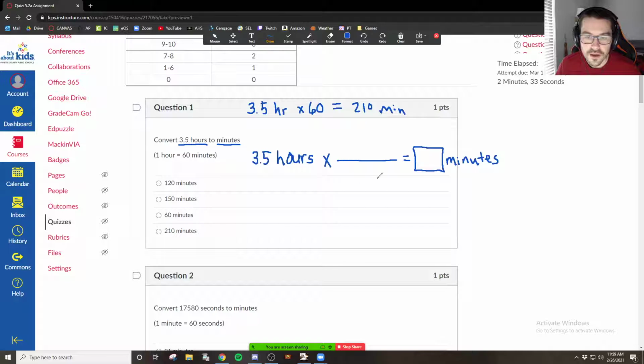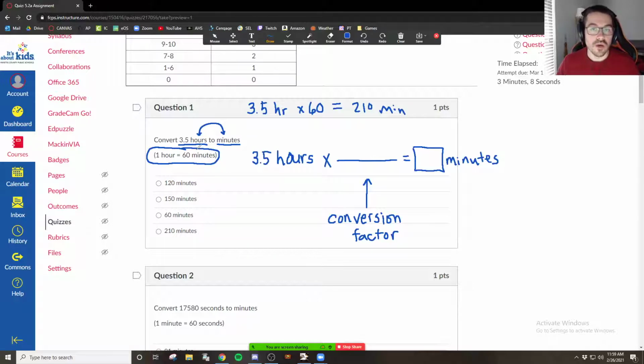And then this fraction here, this is called a conversion factor. Okay? Conversion factors are fractions or ratios which tell us how the units relate to one another. Okay? This is a conversion factor right here. Okay? 1 hour equals 60 minutes. That tells me how hours and minutes relate to one another, right? 1 hour is equal to 60 minutes.